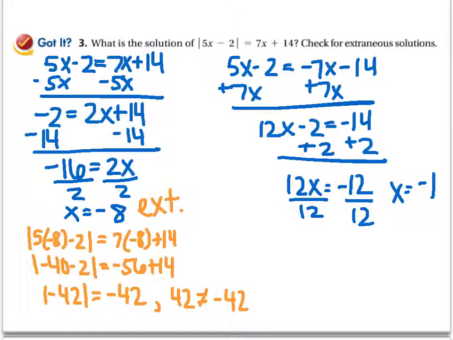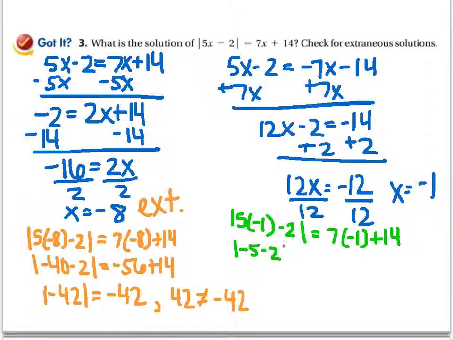So we would have the absolute value of 5 times negative 1 minus 2 equals 7 times negative 1 plus 14. Negative 5 minus 2 equals negative 7 plus 14. Can they both be extraneous? They could be. They could be. Jackie?